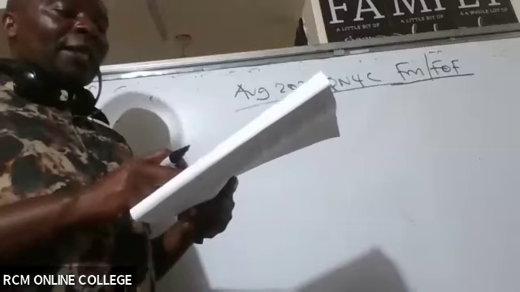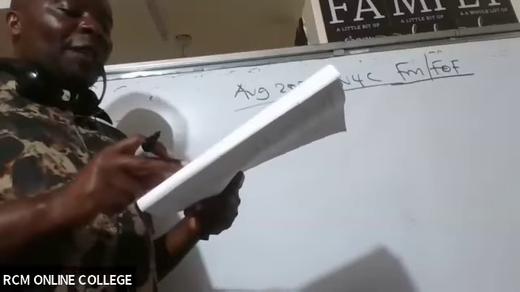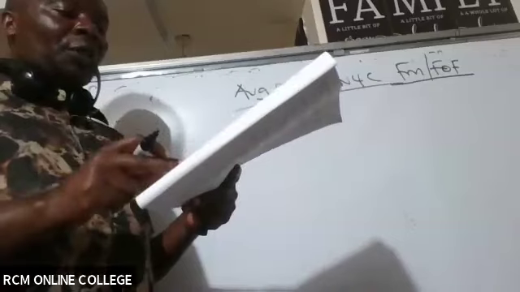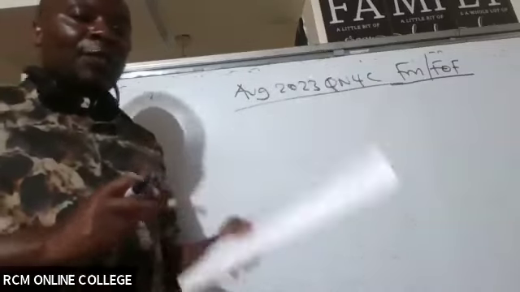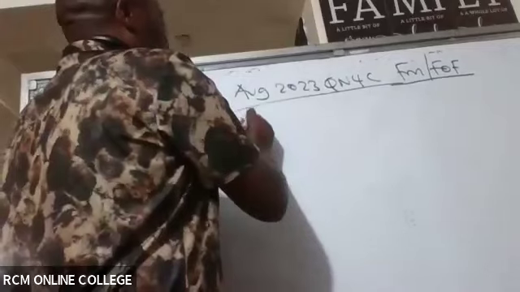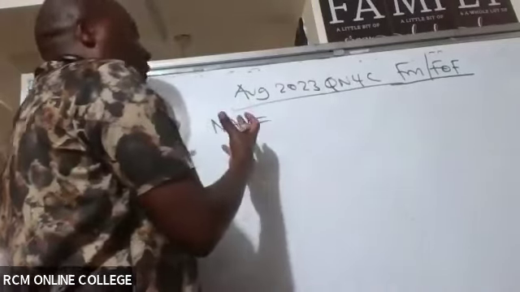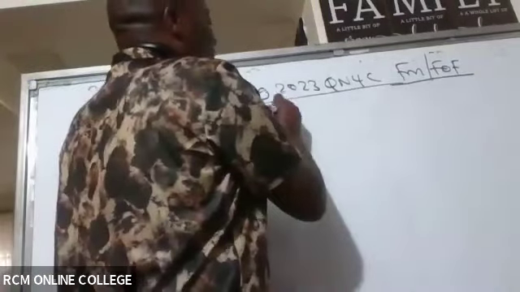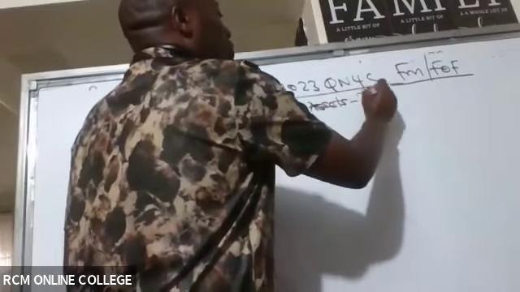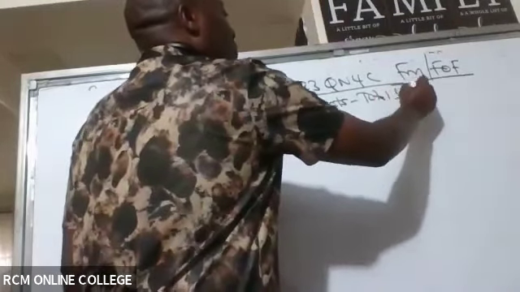The ex-dividend market share price of Zora Limited is 8.5 per share. Calculate the value of Zora Limited using the following valuation methods. Number one, net asset value method. So net asset value, you basically take total assets minus total liabilities.